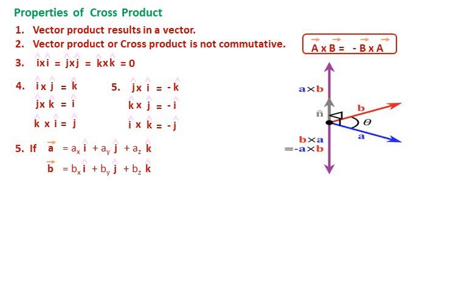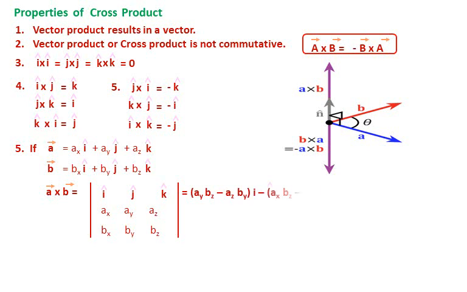If vector A in terms of rectangular components is represented by ax i cap plus ay j cap plus az k cap, and similarly for vector B, then the cross product of vectors A and B you can find out by using the determinant. Just write down i j k in the first row, and in the second row write down ax, ay, az, and in the third bx, by, bz. If you have to find out B cross A, then you will write i j k, then bx, by, bz, and in the third row you will write ax, ay, az.